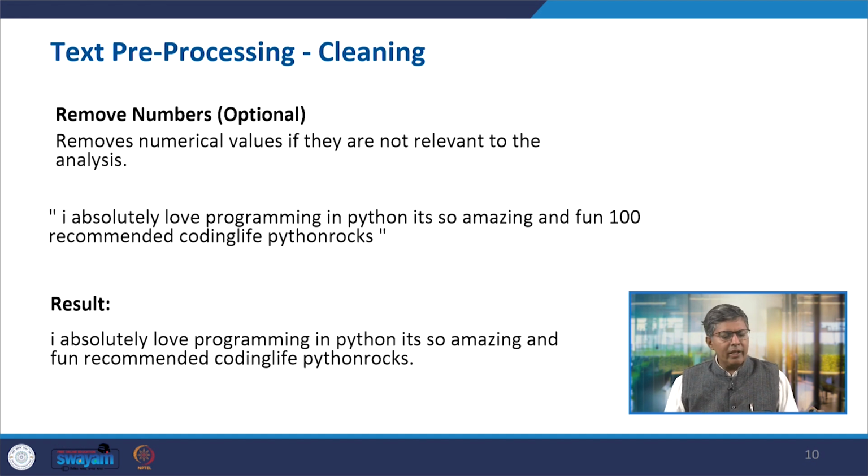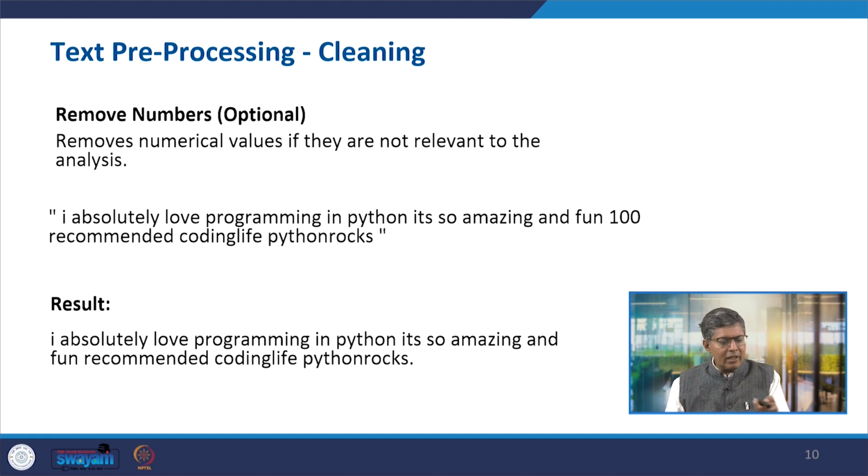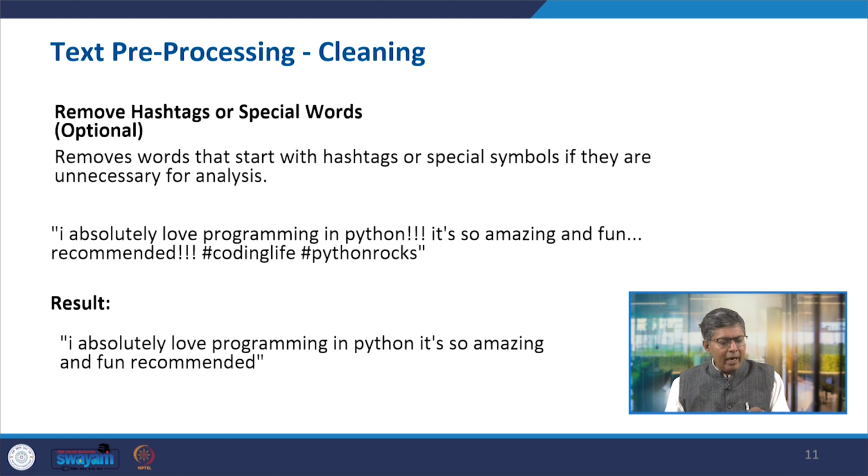Now, we will go for removing numbers. This removes the numerical values, if they are not relevant to the analysis. For example, "I absolutely love programming in Python. It is so amazing and fun, 100% recommended, coding life, Python rocks." In the next line, that 100 will be removed. So, you can see here, we have removed the punctuation and made the sentences, then we removed the numbers also. After that, if any hashtag or special word is there, that also can be removed. So, with each step we are improving our statement and making it as bias or error free as much as possible.